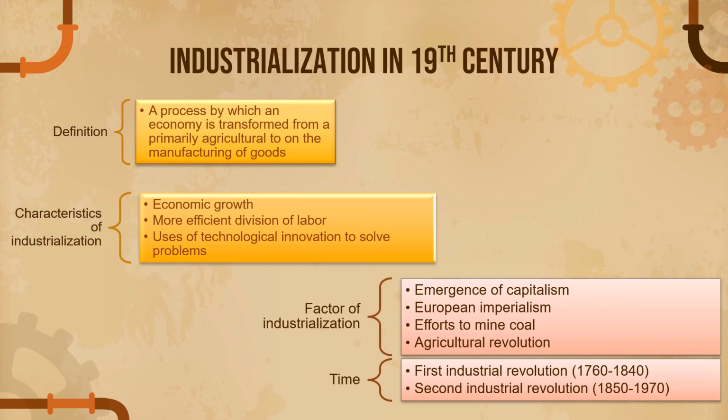The timeline for the industrialization overlapped between the first and second industrial revolution. The early 19th century took part in the first industrial revolution, meanwhile the late 19th century took part in the second industrial revolution.